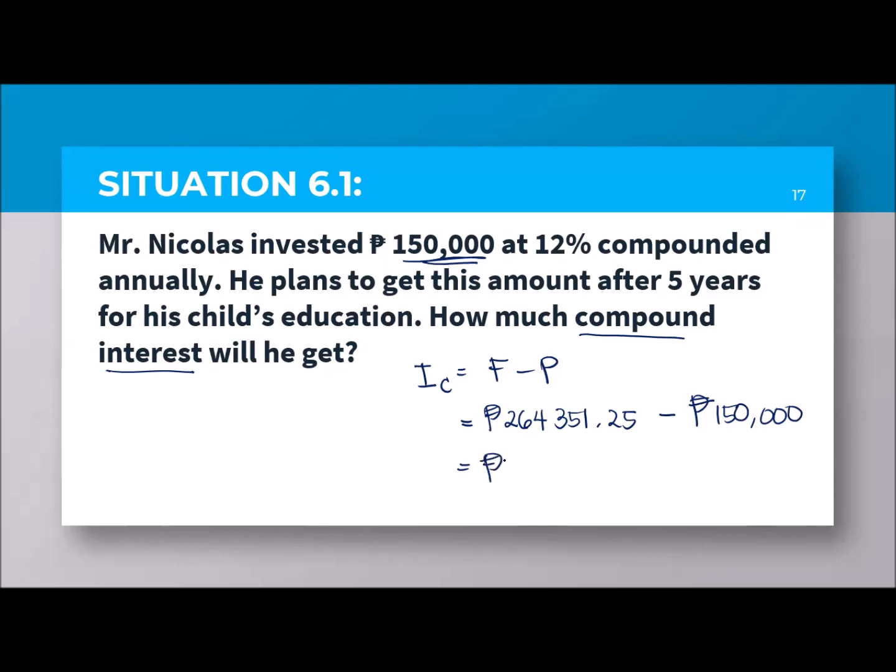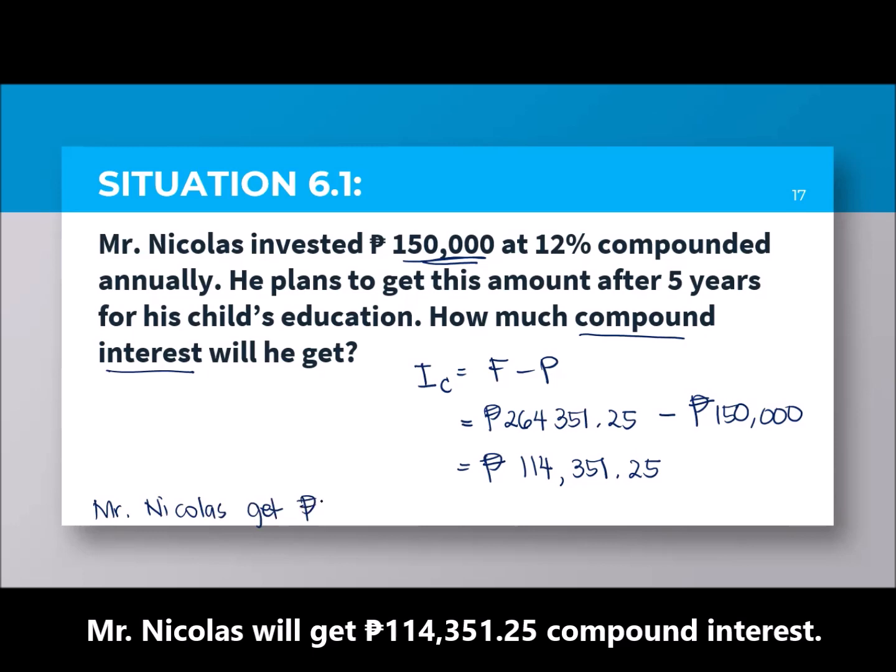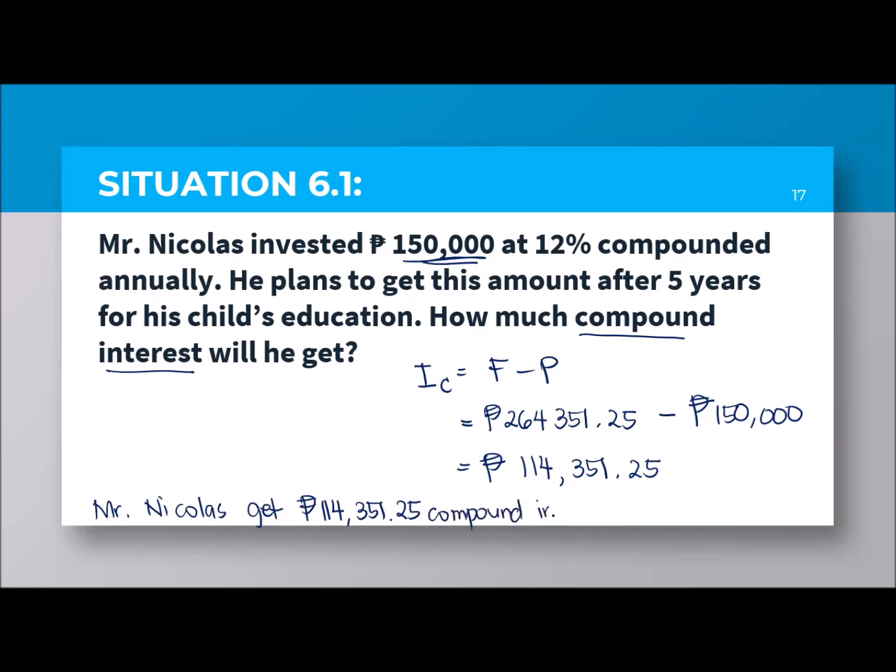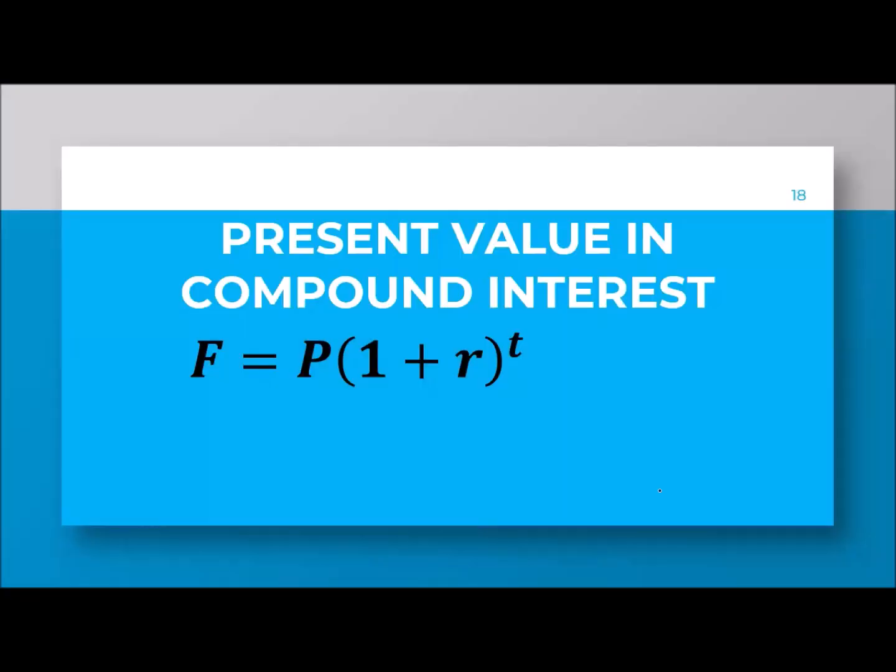Ang compound interest amount is worth 114,351.25. So, ibig sabihin, ito yung tinubo ni Mr. Nicolas after 5 years. So, Mr. Nicolas will get 114,351.25 compound interest. Okay, so I hope that's very clear with you. So let's now proceed on the present value in compound interest.